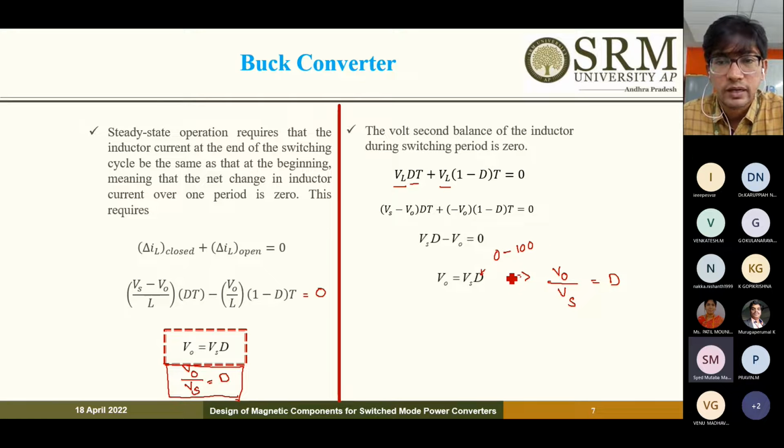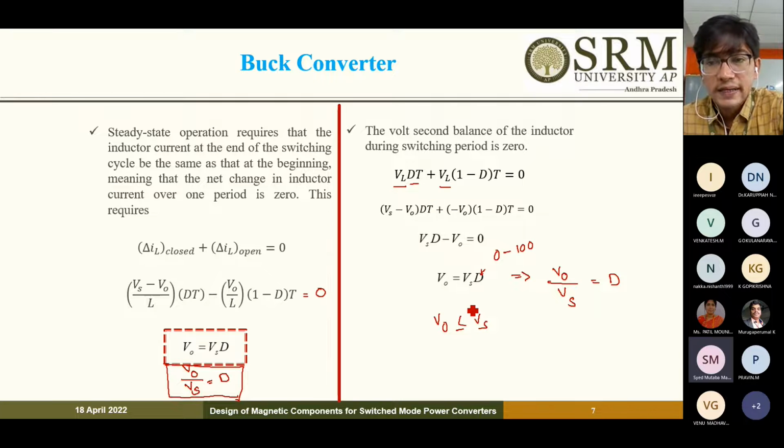So we can restrict it. 0 is not possible, and even at 100% we cannot keep the switch on. The maximum output value we can ideally get is less than or equal to Vs. When D is equal to 0, V0 is 0. When D is equal to 100%, V0 will be Vs.